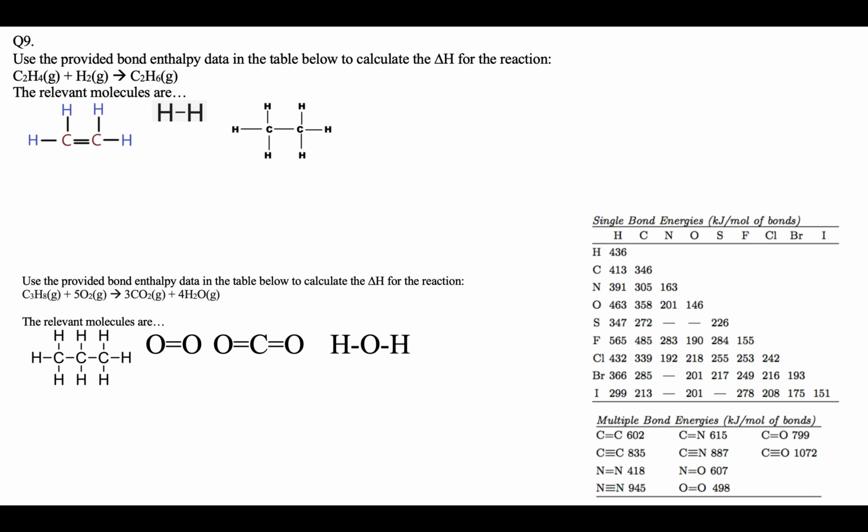This is one using provided bond enthalpy data. So I grabbed a table here with some bond enthalpy data. That would be reported either in the question that you have on a test or in a table of some kind. As I'm thinking about these, I'm thinking that breaking a bond is always endothermic. Forming a bond is always exothermic. I'm going to use the provided pictures and the balanced equation.